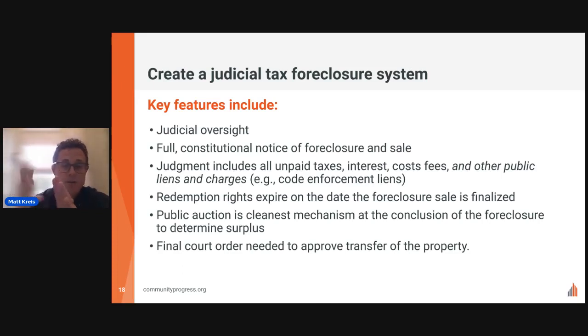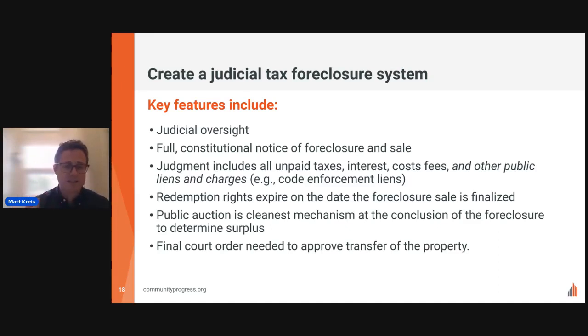In this system, redemption rights should expire on the date the foreclosure sale is finalized. So the redemption should happen before that sale, instead of after the sale. The public auction is probably going to be the cleanest mechanism at the conclusion of the foreclosure to determine surplus. As we mentioned earlier, there are certainly some avenues to explore there, but if we're talking about the cleanest, safest mechanism, public auction is probably the best way to do that. And then finally, a final court order is going to be needed to approve the transfer of the property.